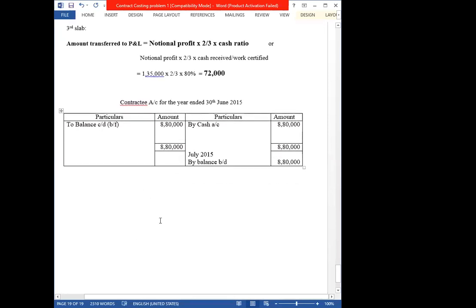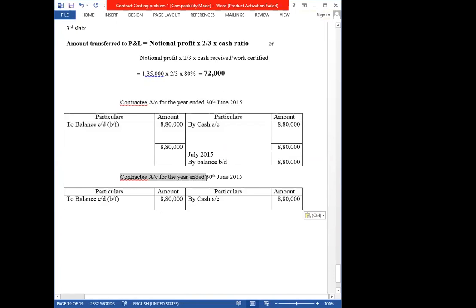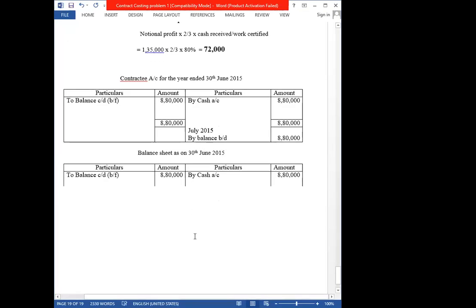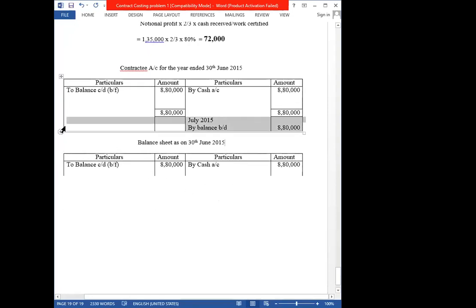Next is balance sheet. So we are going to prepare the balance sheet. Okay, for the balance sheet, you know very well. I'm going to take the same format. It is easy for me to do this. Balance sheet as on 30th June 2015. So 30th June 2015. So I'm going to write the information over here.